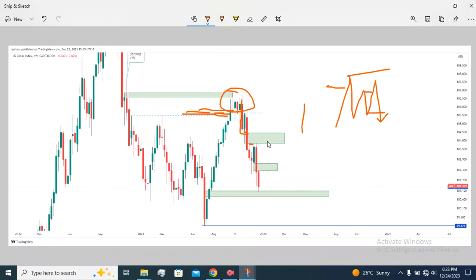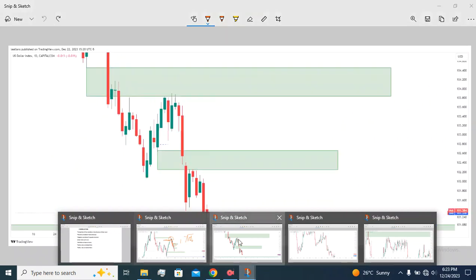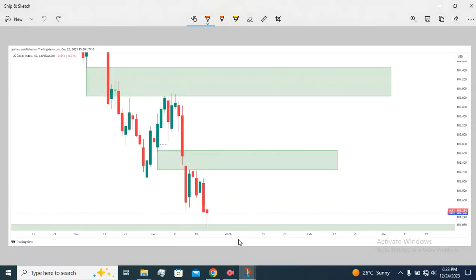So let's drop down on the lower time frame and see what was happening here after this stronger high was created right here. Dropping down on the daily, this is what we can see.